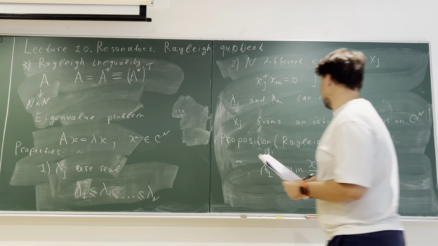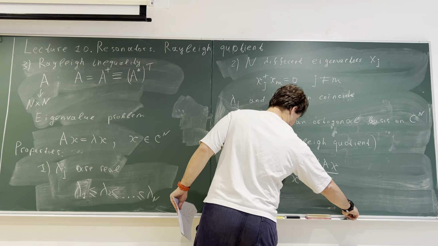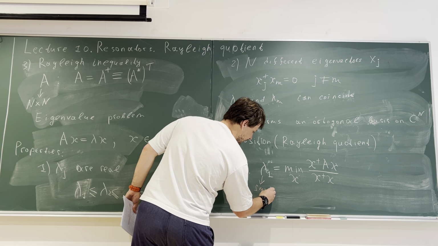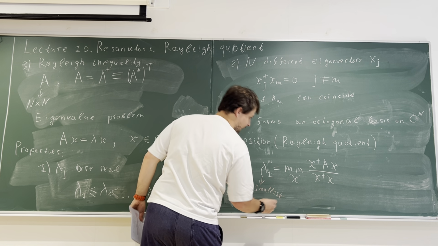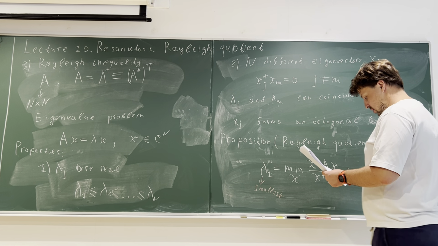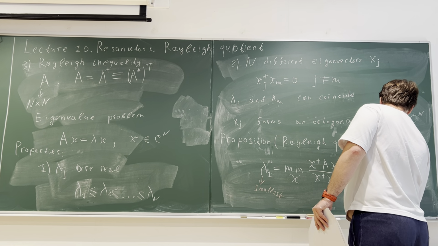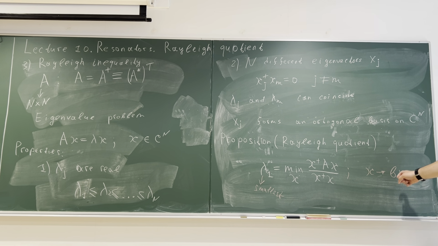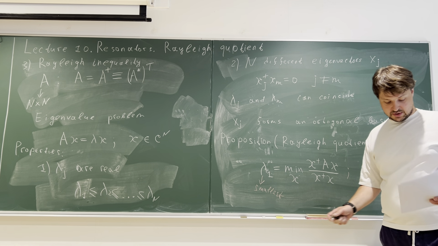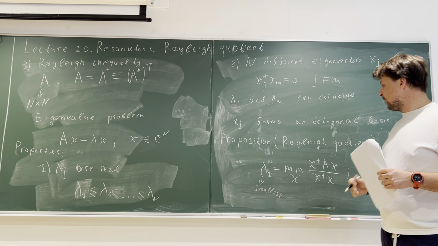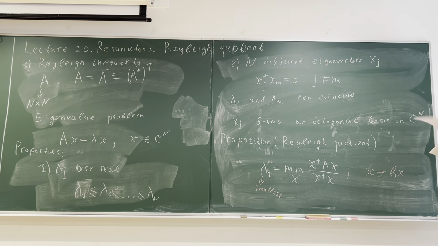And lambda 1 is the smallest. If we go from x to beta x, nothing changes, so we can multiply by a constant. And this is something we want to prove.